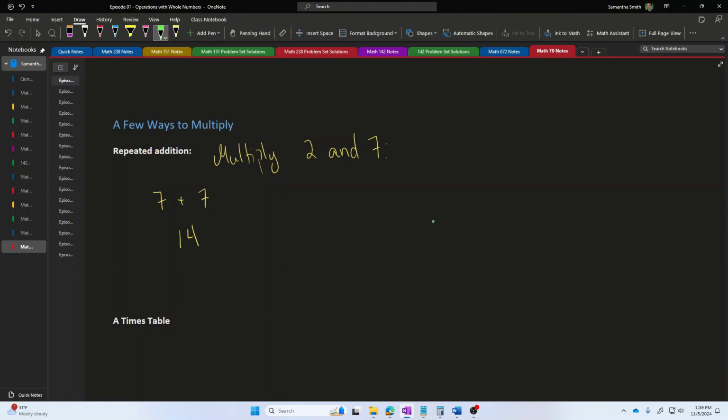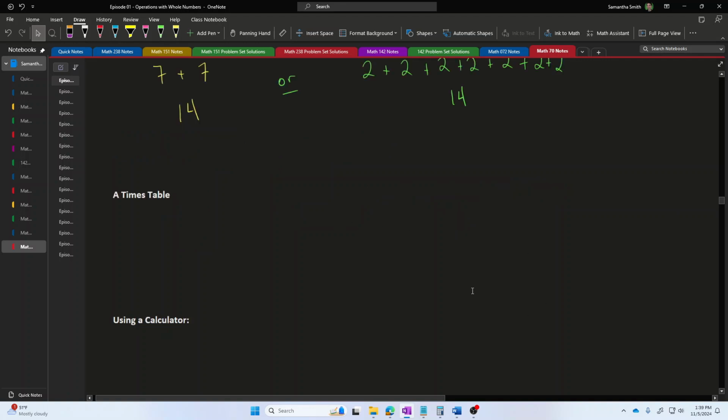Or I could take 7 copies of 2, 1, 2, 3, 4, 5, 6, 7. I could take 7 copies of 2 and add those together. And if I did that in the calculator, I would get exactly the same answer, 14. So it doesn't matter how you think about it. My preference is for what's on the left here because it's simpler. But whichever way you want to do it, that's fine. You'll get the same answer.